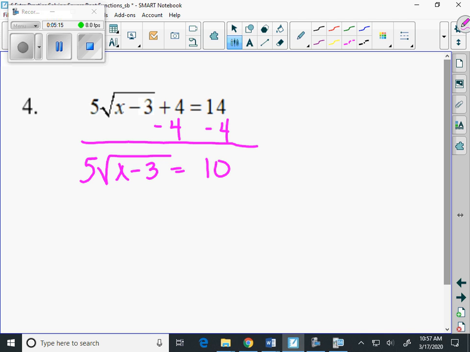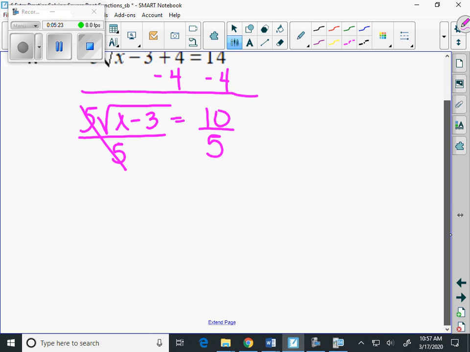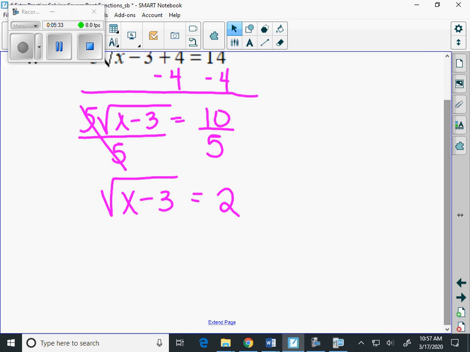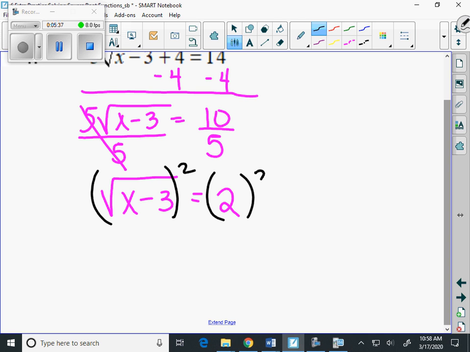Well, we still don't have it isolated. It's 5 times the square root, so we're going to divide both sides by 5. And then we're left with the square root of x minus 3 is 2. Now the square root's isolated, and now we can do what we need to do, which is we need to get rid of the square root by squaring both sides.